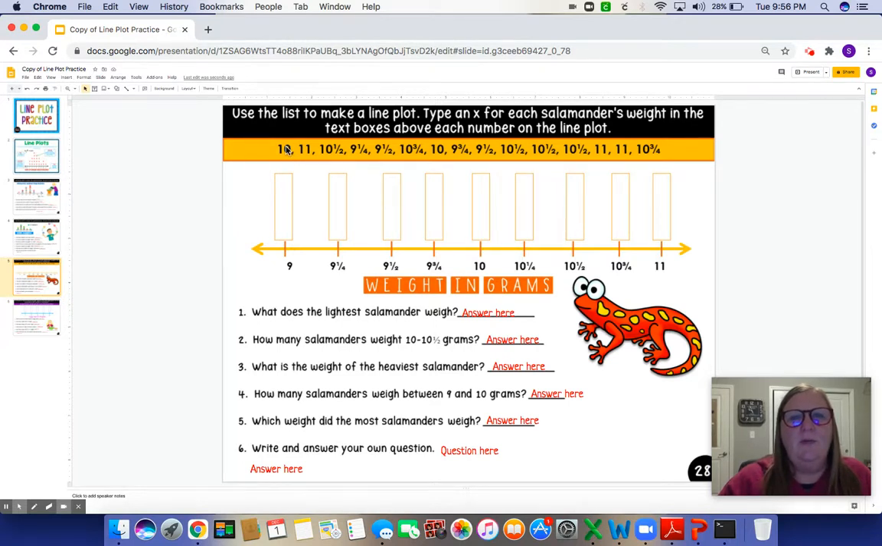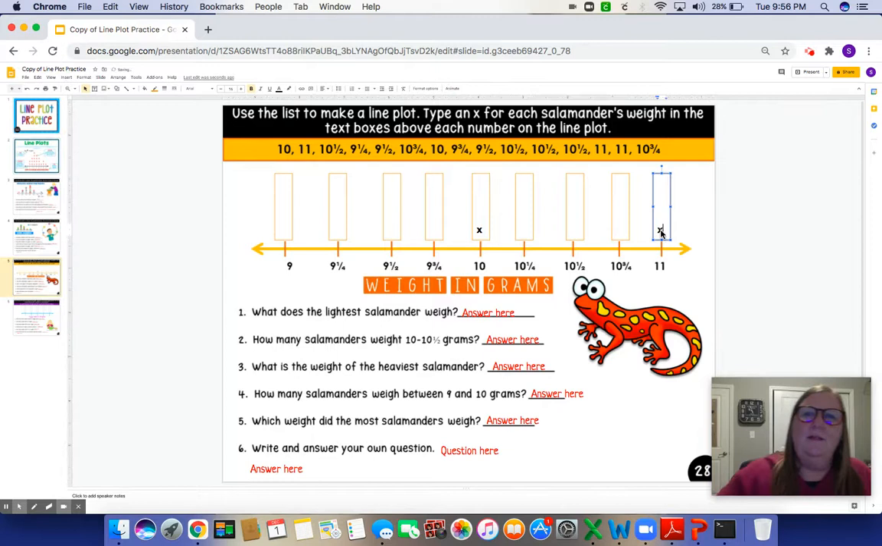So I just start at the left and I go all the way to the right and I input the information. So I'm going to put an X under 10. So I'm going to click in the box and I'm going to make an X and it puts it on there for you. Then I need the next one, an 11. So I'm going to go over here and I'm going to put an X. Then I have 10 and a half and I'm going to put an X. Then I have 9 and a fourth. Put an X. Then I have 9 and a half. So I'll put one X. And then I have 10 and 3/4. We're going to make our X.